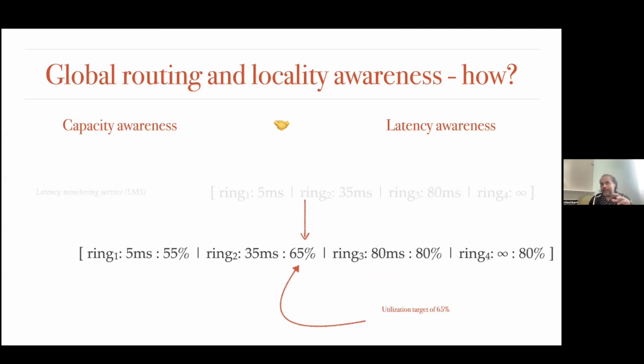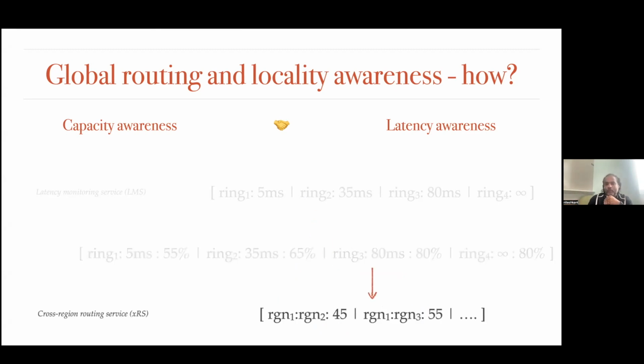Now, as I told you, latency along with capacity is what we care about. What we get from users, based on tests of how their service has done, is what the safe limit is for a particular region to run at in terms of utilization, let's say 65% or 80% in some cases. So they say to augment this latency ring information with this capacity information, that I want this region to be at this utilization overall.